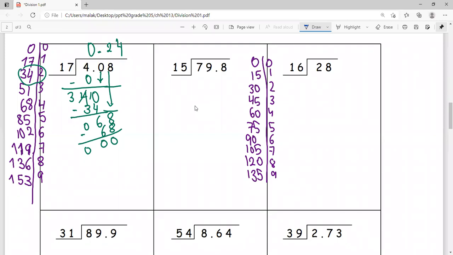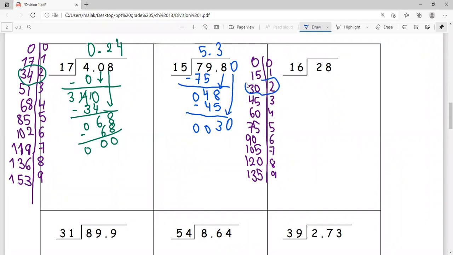First, we put 5 up and 75 down. 9 minus 5, 4. 7 minus 7, 0. The point, where should I put it? Up. 8. Sit down. 48. You put the 3 up and 45 down. 8 minus 5, 3. How do we continue? We add 0. 30. Do we have 30? Yes. 2 up and 30 down. Okay, excellent, Bilal. So the answer is 5.32. Thank you.